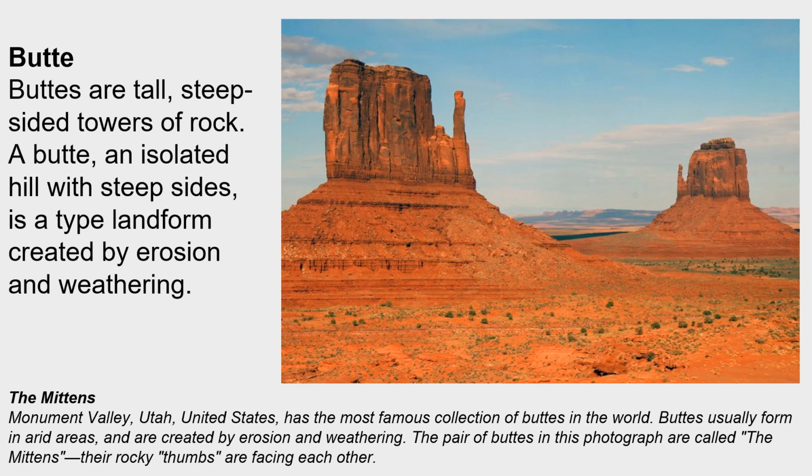Monument Valley, Utah, United States has the most famous collection of buttes in the world. Buttes usually form in arid areas and are created by erosion and weathering. The pair of buttes in this photograph are called the Mittens. Their rocky thumbs are facing each other. You can see that's a thumb over here and there is a thumb over here. So these look like facing each other, and famously these two are called Mittens.